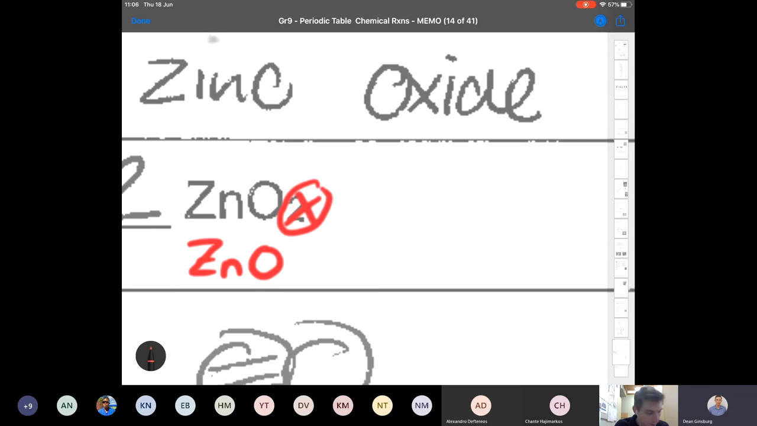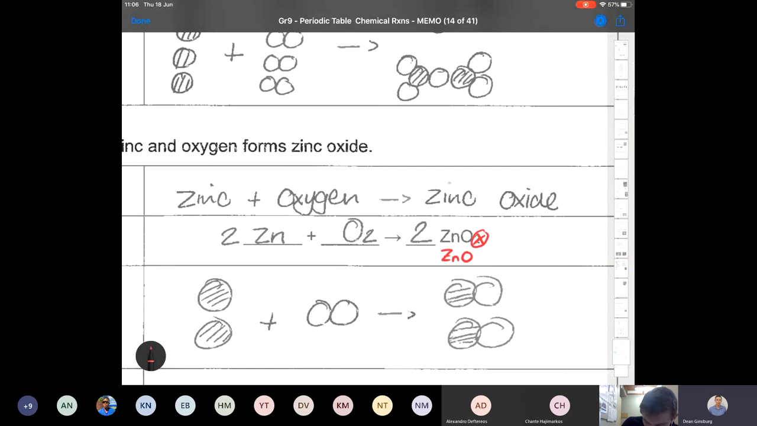So you should have zinc plus oxygen. So zinc plus O2 to give ZnO. Because you've got O2, you would have to have a 2 in front of the ZnO. And if you've got a 2 in front of the ZnO, you'd have to have a 2 in front of the zinc. Okay. So the only thing you have to get rid of in the memo is the 2 after the Z. So let's do a key.